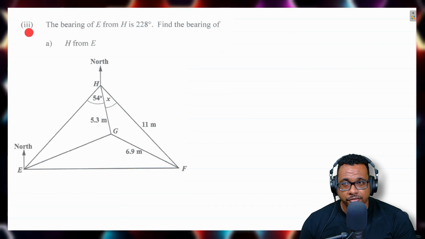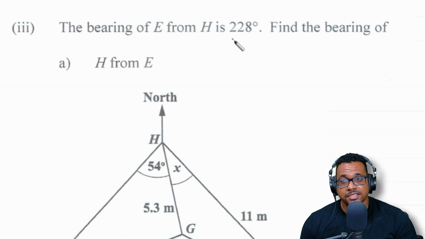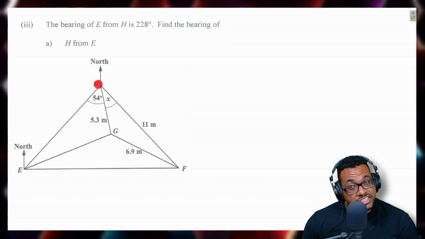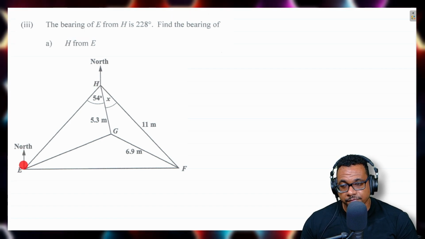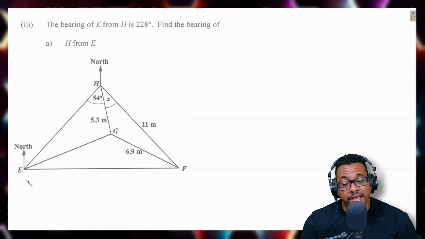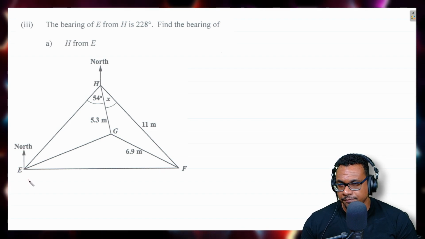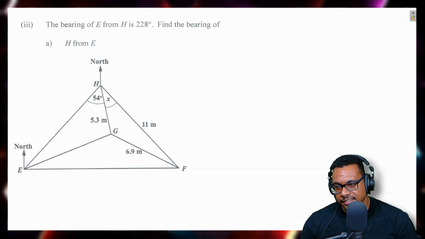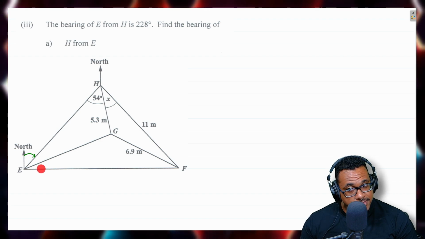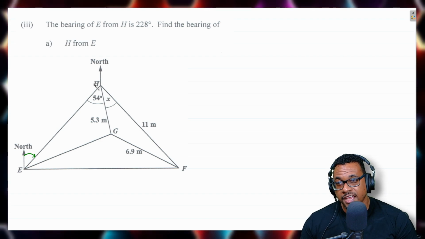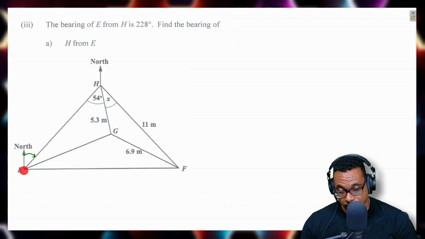So next for part 3, we have the bearing of E from H is 228 degrees. Find the bearing of H from E. So that's the bearing of H from E. Now, we already have the north line on E, and we know bearings are taken in a clockwise direction from the north line. Therefore, we want to find this angle right here. So you see, from the north line going in this direction is clockwise. And this is the bearing of H from E.